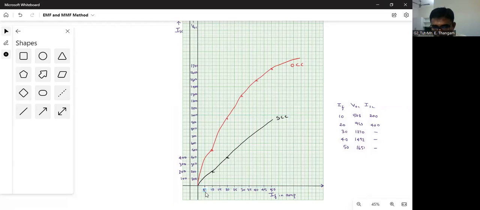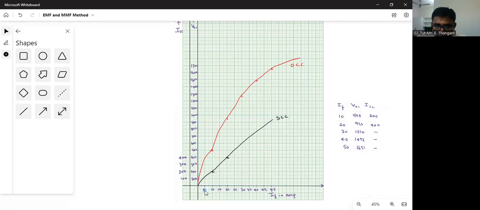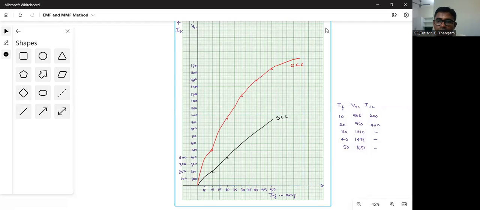The main challenge here is that we need to take the axis, 1 centimeter, that means the scale. We need to scale the parameters correctly. Then only we can get a curve like this. 1 centimeter equal to 5 amps I have taken for field current. For voltage I have taken 1 centimeter equal to 100. So then only we are getting this OCC and the short circuit curve.